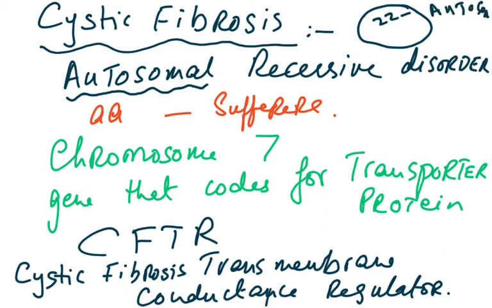And the 23rd pair, which is an XX or an XY, that's called the sex chromosome. Now the 23rd pair is called a sex chromosome. If there's something on that, then we call it a sex-linked disorder. But I'm sorry, this is not a sex-linked disorder.